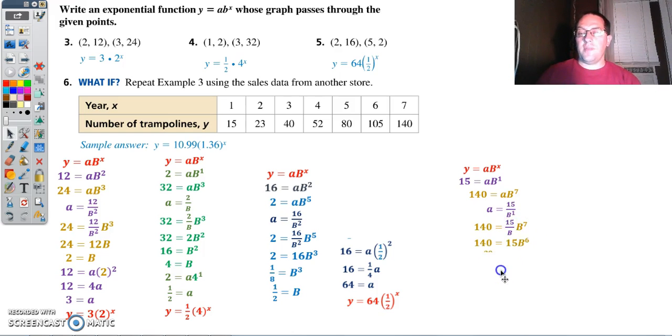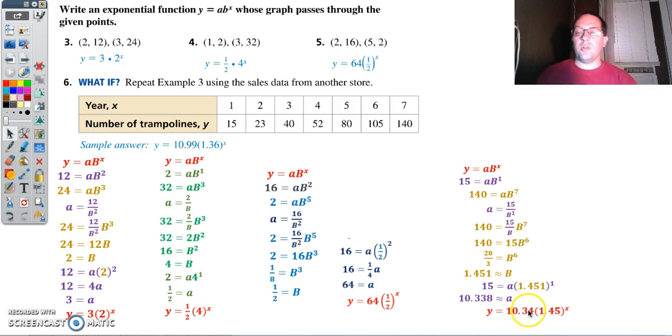B to the 7th divided by B is B to the 6th, so we've got 15B to the 6th. Divide both sides by 15, and we end up with 28/3 equals B to the 6th. Take the 6th root. B is approximately 1.451. Plug that back into our original, so 1.451 to the first, divide by 1.451, and A is approximately 10.338.